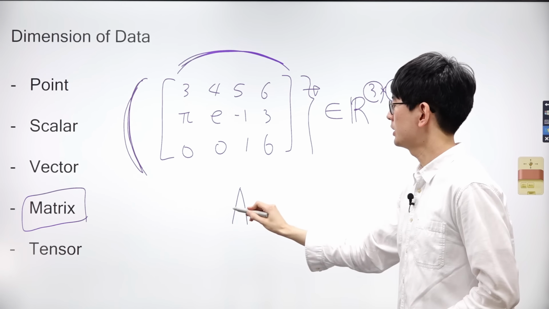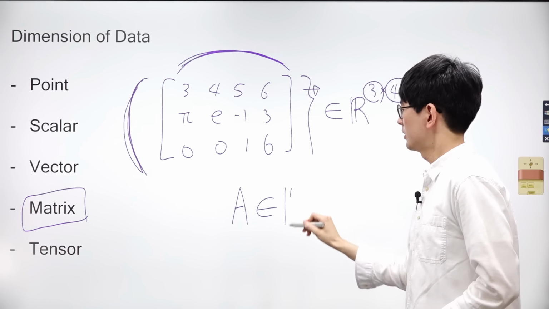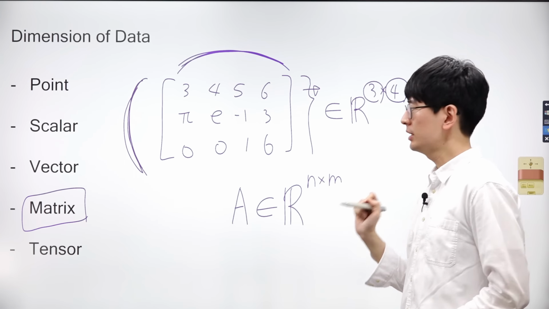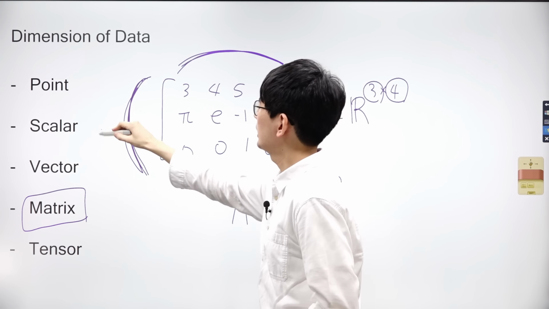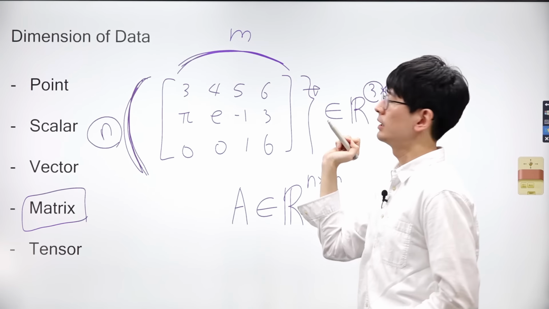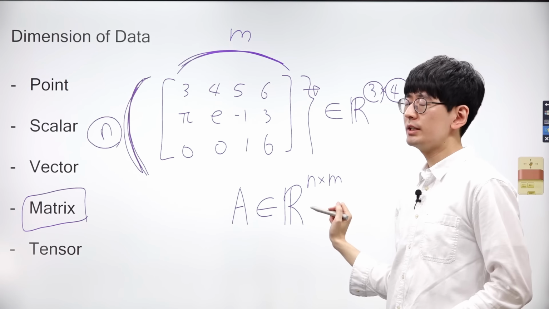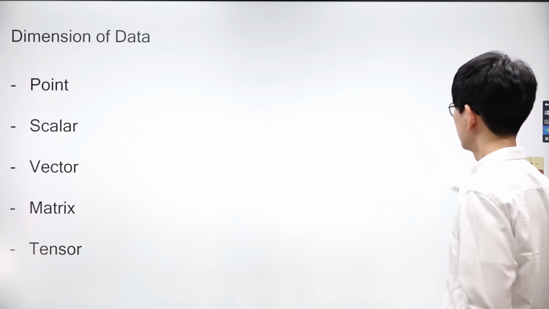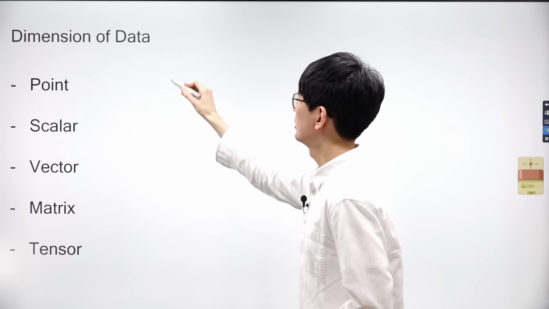Suppose we have a matrix A. If the matrix belongs to n by m matrices, what does it mean? It means that the vertical length of the matrix is n, and the horizontal length is m, defining the size of the matrix.